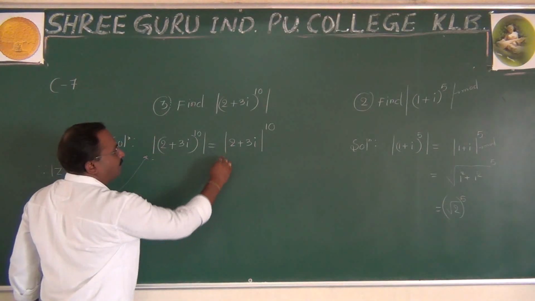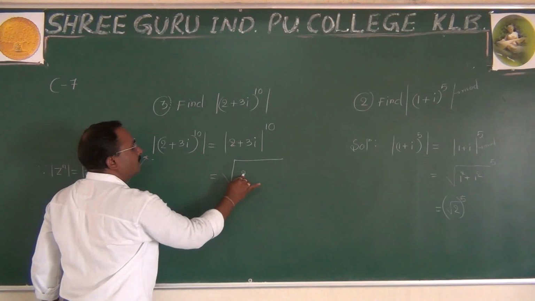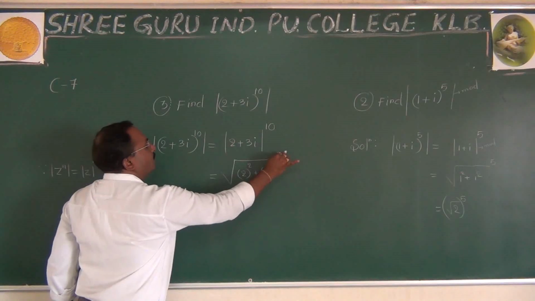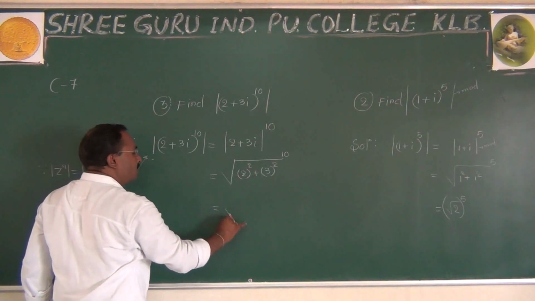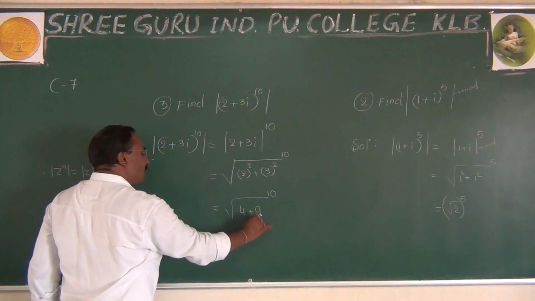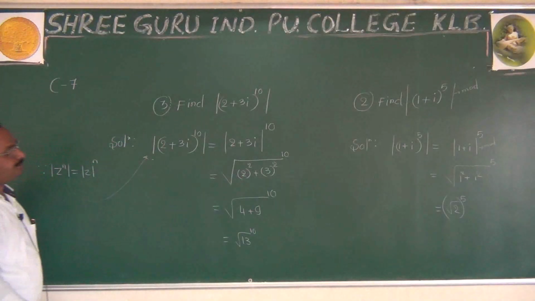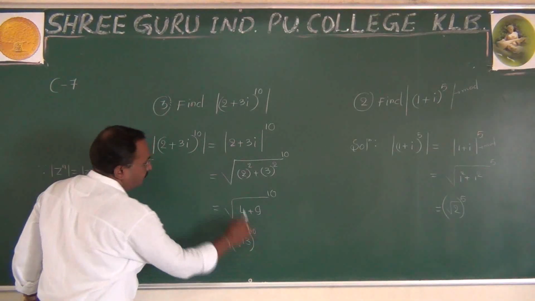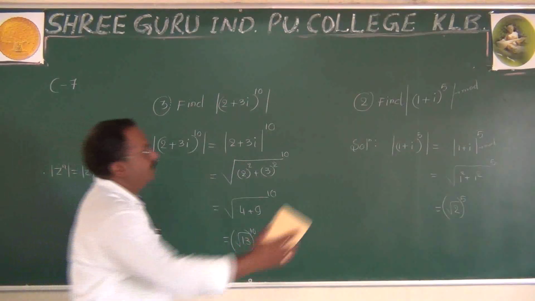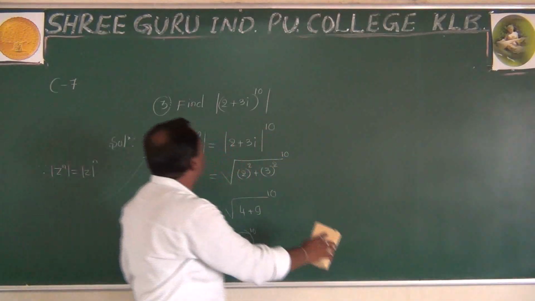Simplify using the definition of modulus: square root of real part square plus imaginary part square, whole to the power 10, is equal to square root of 2 square, 4, plus 9, root. Next.